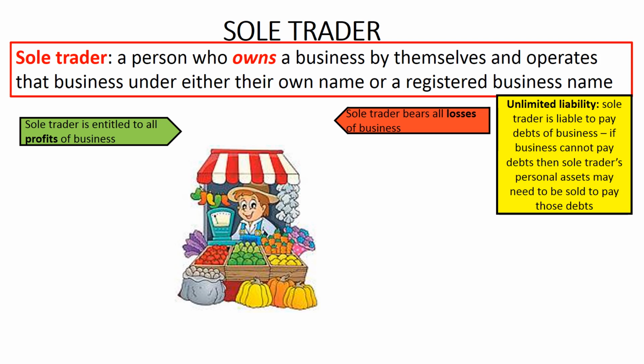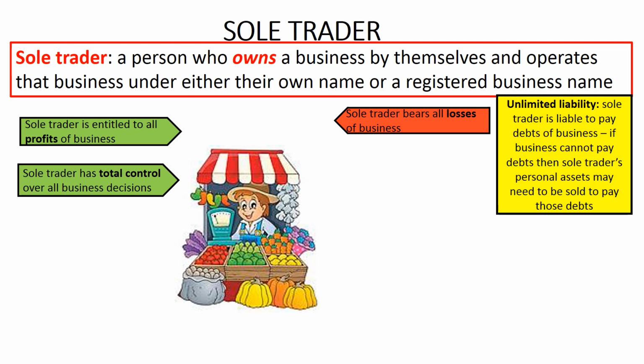Because the sole trader is the only owner of the business, the sole trader has total control over all business decisions, and the sole trader is able to make all decisions about the business. There are no other owners who need to agree to any of those decisions.